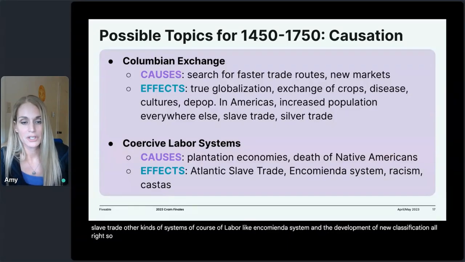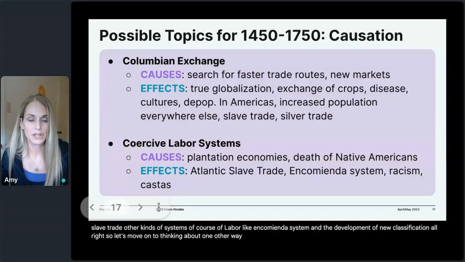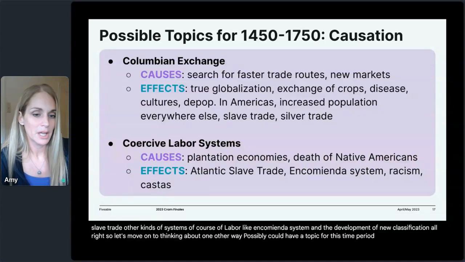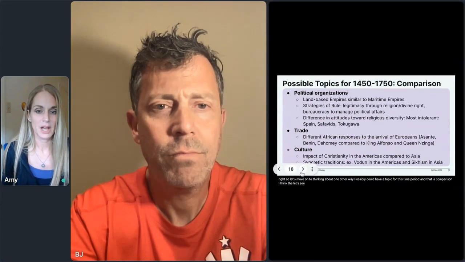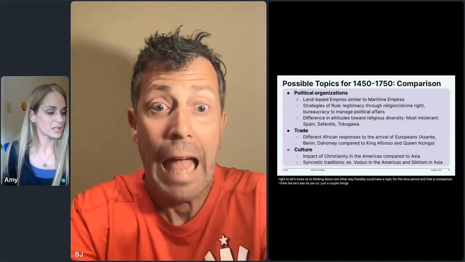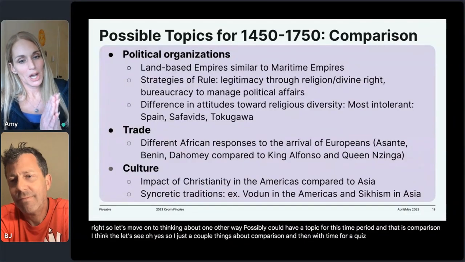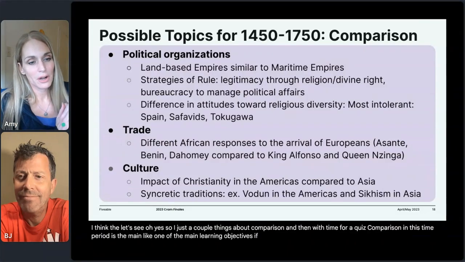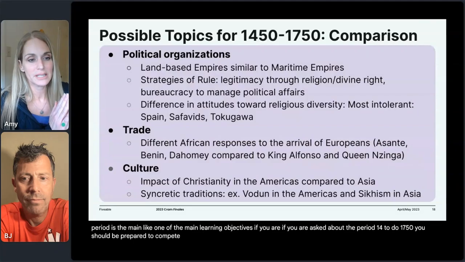All right, so let's move on to thinking about one other way that you possibly could have a topic for this time period, and that is comparison. So just a couple things about comparison, and then it's time for a quiz. Comparison in this time period is one of the main learning objectives. If you are asked about the period 1450 to 1750, you should be prepared to compare all the different states and the different trade routes.